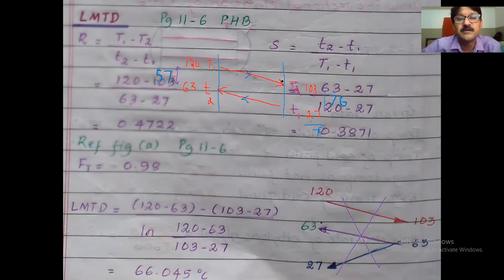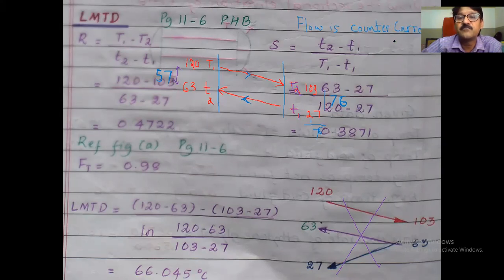You understood the profile? First you draw this profile. T1, T2. T1 is 120 and T2 is 103. And then the other fluid is going opposite. So write down, the flow is counter current. Flow is counter current.